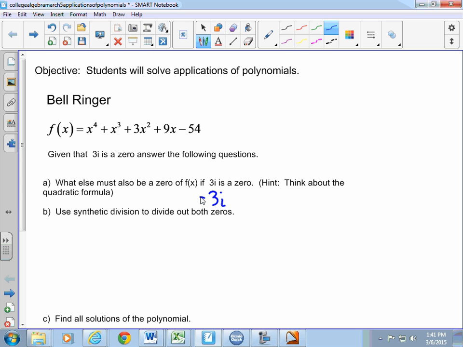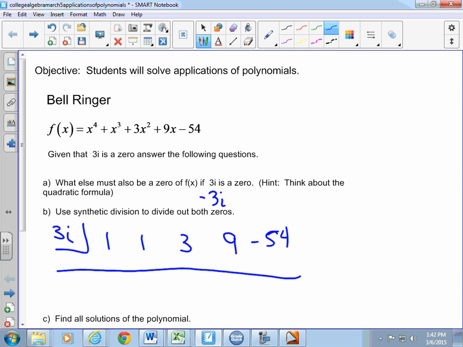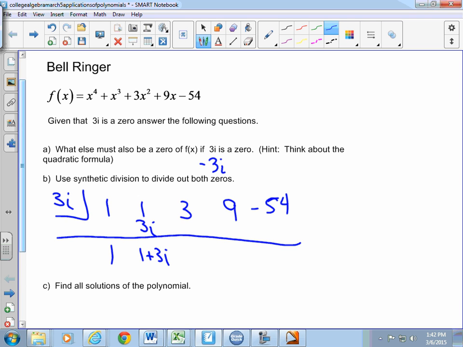Use synthetic division to divide out both of those zeros. And this is what you've never seen before, and I just want to show you what it looks like. So I'm going to divide the 3i out. One times 3i is 3i, so 1 plus 3i is just 1 plus 3i, right? You can see why it's a tougher problem. Does everyone understand why that's just 1 plus 3i? They are not like terms, so you can't add them. Take notes, do this. What if it shows up as a bonus problem? You might want to know how to do it.